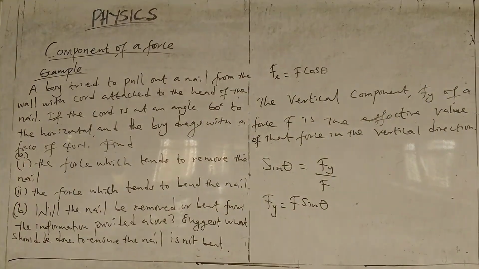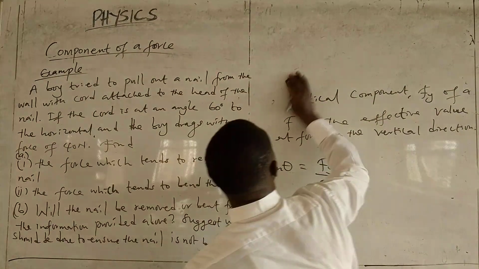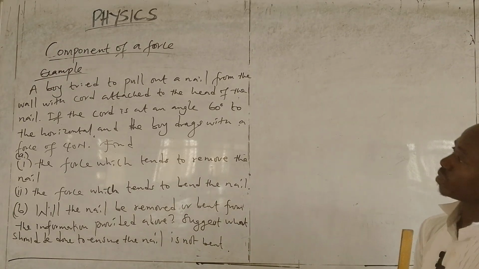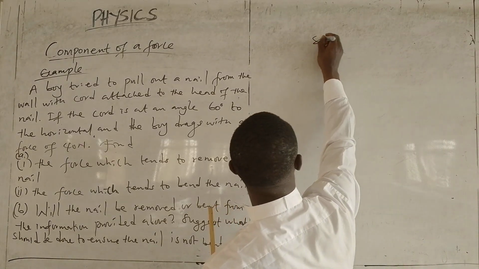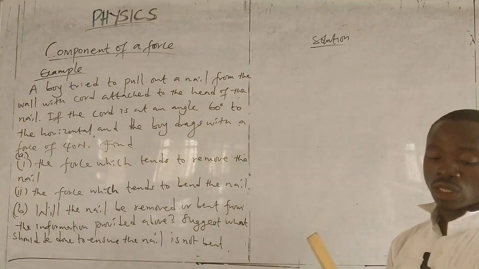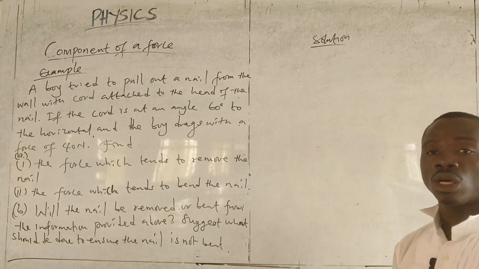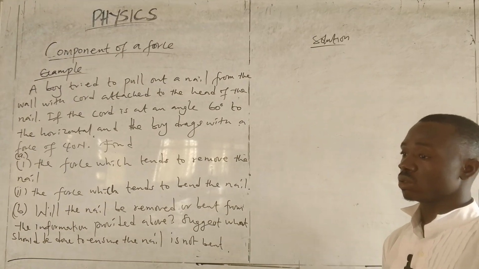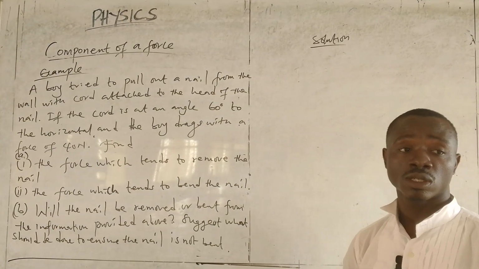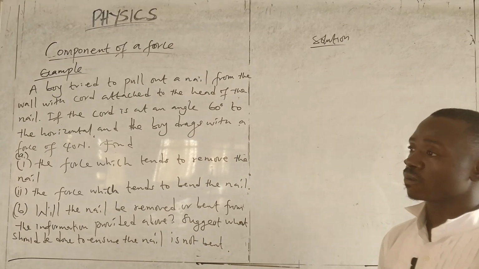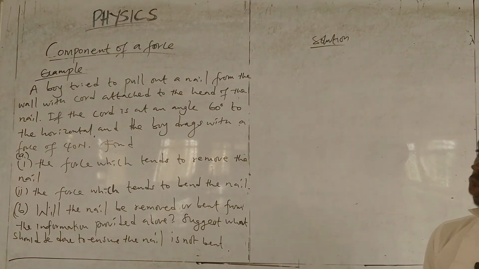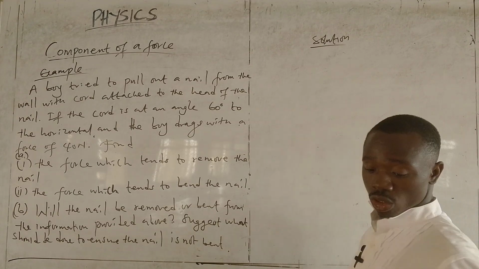Okay, so this is the question. Solution. I know some of us have tried this one at home before. In some cases, we succeeded in removing the nail without it bending, while in other cases, the nail bent without being removed. And in another case, the nail was removed and at the same time bent.